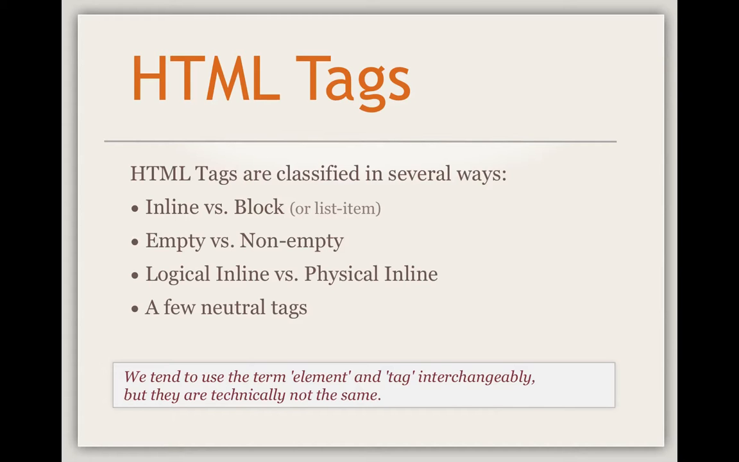Logical and physical tags are basically things like strong versus bold, or emphasis versus italic. One of them is logical, the emphasis, and one of them is physical, italic. Physical meaning how it physically looks. Most people prefer the logical tag. It's more appropriate for screen readers, for people with visual disabilities whose web pages are read to them, and those kinds of situations.